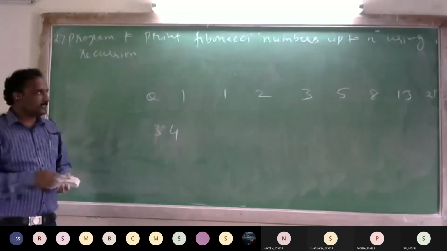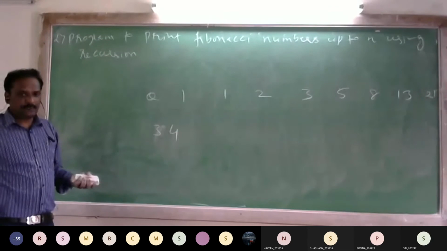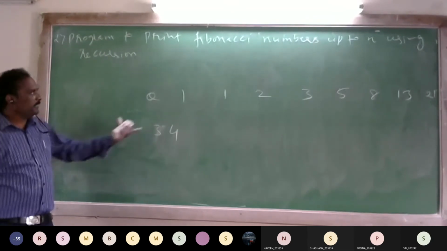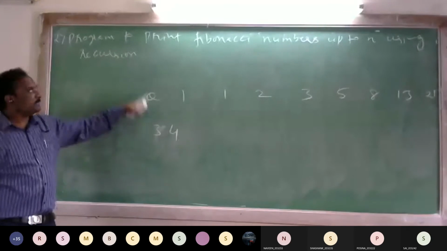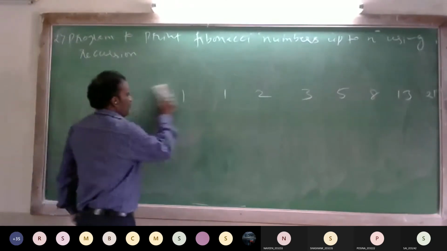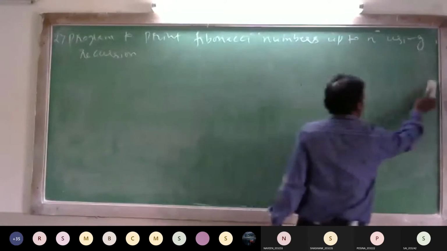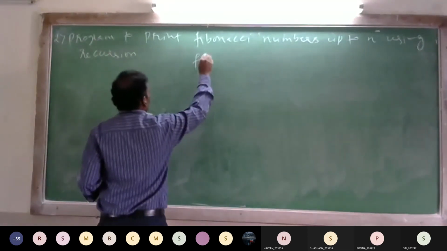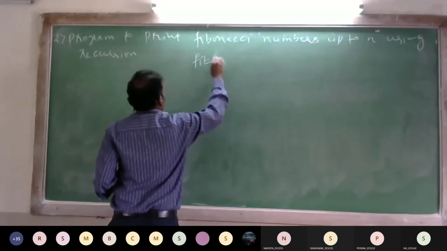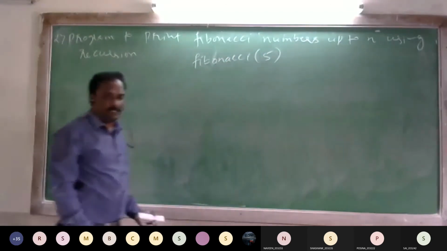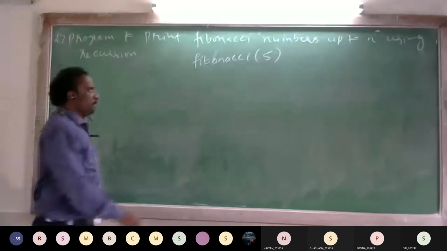So these are the Fibonacci numbers we have seen by using a for loop or while loop. That is called an iterative program. Now we are implementing the same Fibonacci set of numbers by using recursion. Now, say that I want to calculate the Fibonacci of 5.